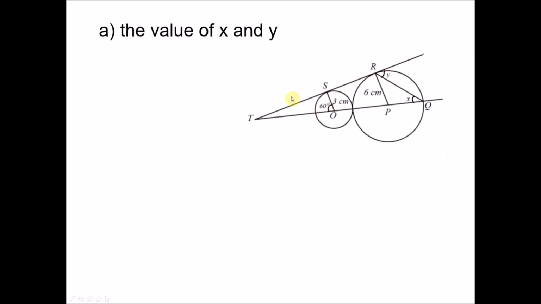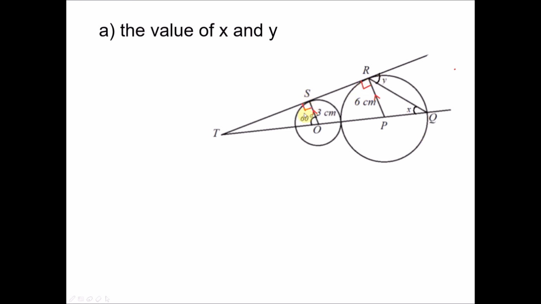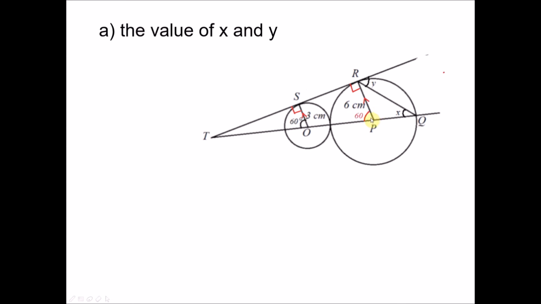Okay, so the first thing here is, since TSR is a common tangent, the angle TSO and the angle TRP are 90 degrees. Since they are 90 degrees, OS and PR are a pair of parallel lines, because both form 90 degrees, the same angle to the common tangent. So whenever you have another line here, TOP, which intersects this pair of parallel lines, it forms a pair of corresponding angles, which you learned in the previous chapter. This angle and this angle are a pair of corresponding angles, and they have the same value. Hence, we know that this is also 60 degrees.